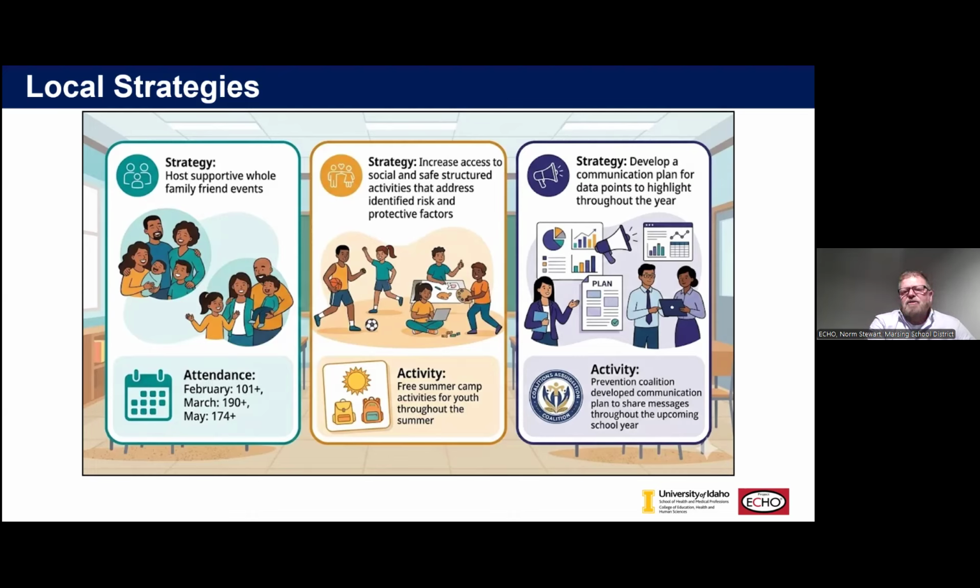And then lastly, the other strategy that we used was communication. Through the advisory committee, we chose how we were going to use that data and then chose those concepts to push out monthly in order to make families and the community continually aware of the issues that we've seen and how we're trying to address those, from substance use all the way through to depression.